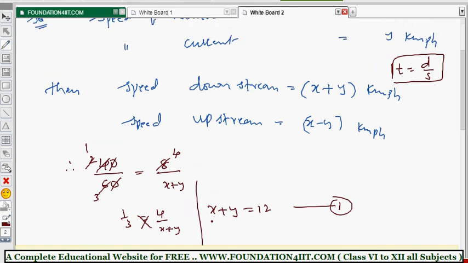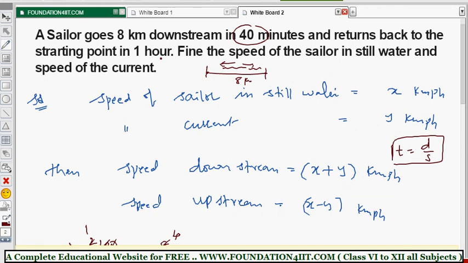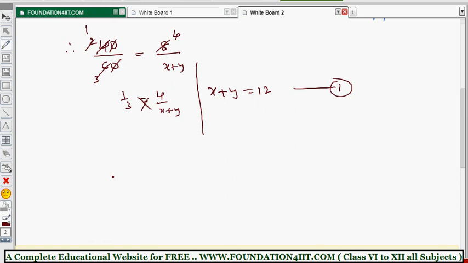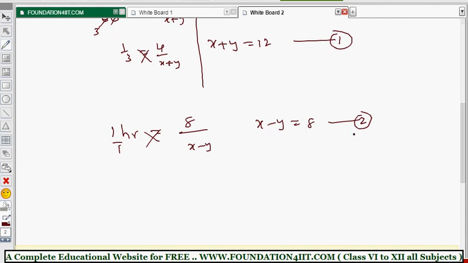Now observe the next one: and returns back to the starting point in 1 hour. That means you should take the upstream speed, the distance is the same 8 kilometers, but the time is 1 hour. 1 hour is 1 hour itself, because 40 minutes we converted into hours as 40 by 60. Here 1 hour is equal to 8 by x minus y. This is for upstream. That is, x minus y is equal to 8. 1 is 1 by 1, do cross multiplication. This is equation 2. So x plus y is 12, x minus y is equal to 8. Now you will solve these both equations.